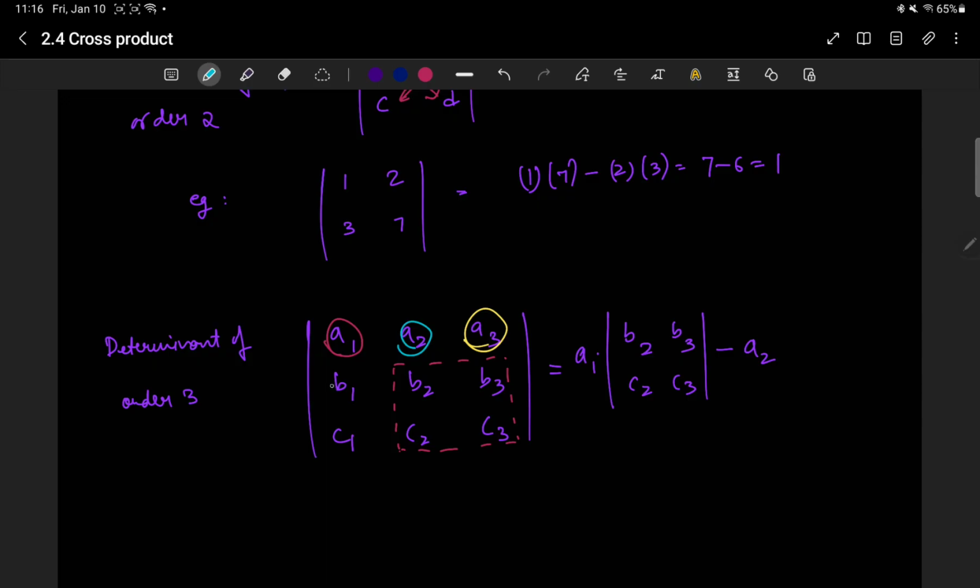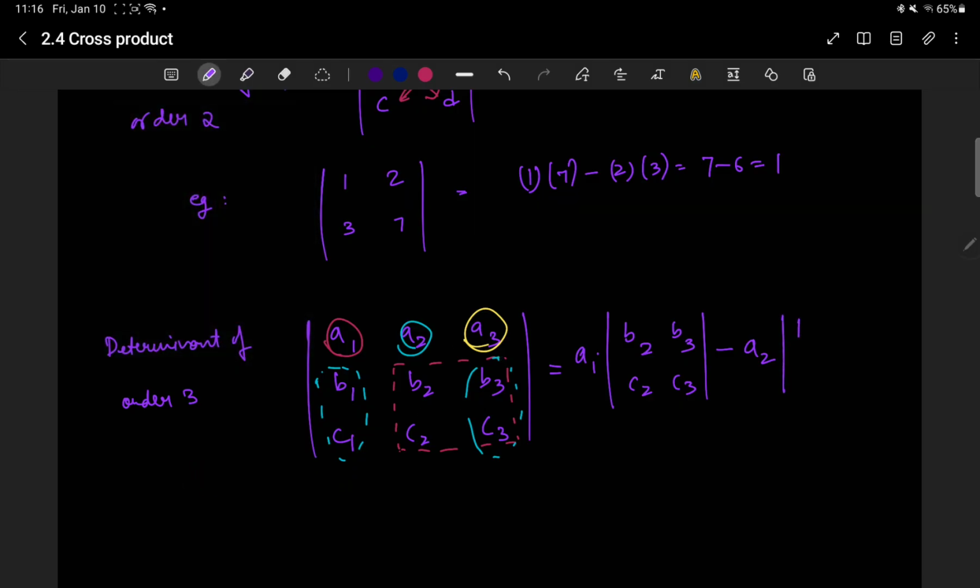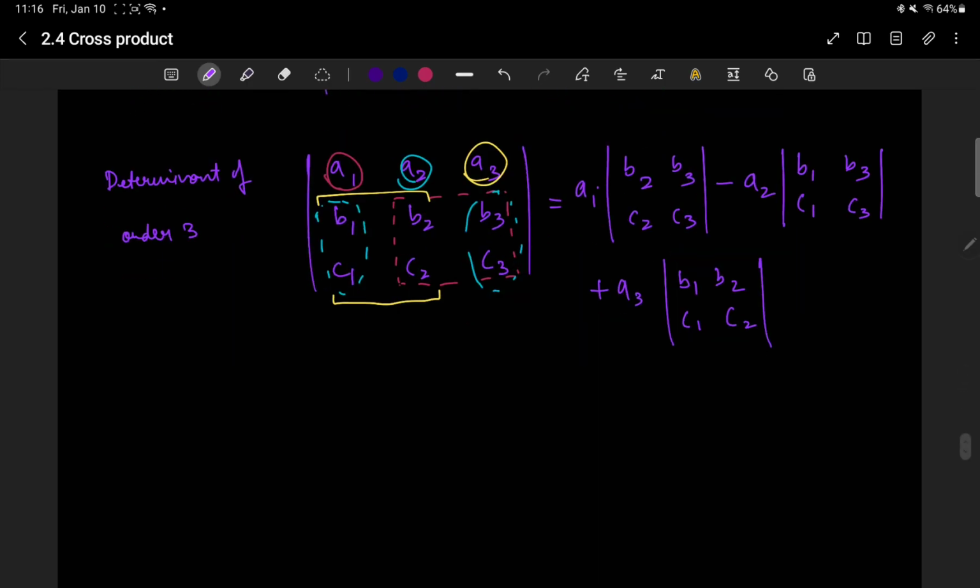Now for A2, their corresponding parts are whatever is not under A2. So this would be B1, B3, C1, C3. And then plus A3, whatever is not under A3, which will be these two, B1, B2, C1, C2. And the 2 by 2 determinants, you already know how to find them.